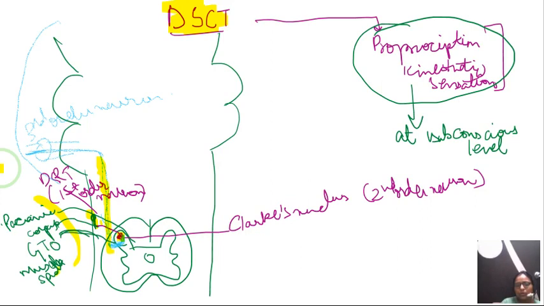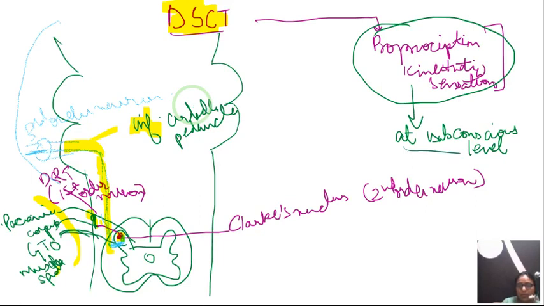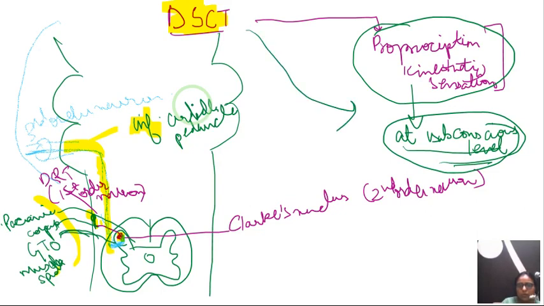So the third order neuron will form at your cerebellum through the inferior cerebellar peduncle, right? Through the inferior cerebellar peduncle that we have discussed right now, right? And it is responsible for your proprioception and kinesthetic sensation, but at the subconscious level. It is worth repeating, at the subconscious level your kinesthetic and proprioceptive sensations are taken by your dorsospinocerebellar tract.